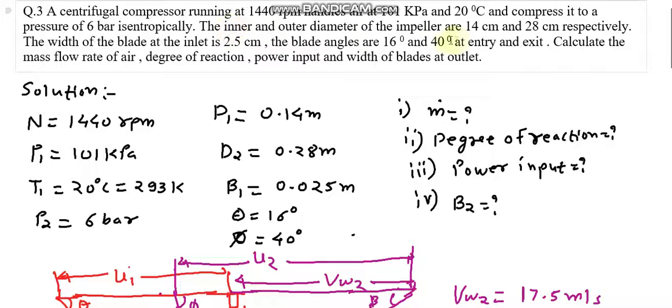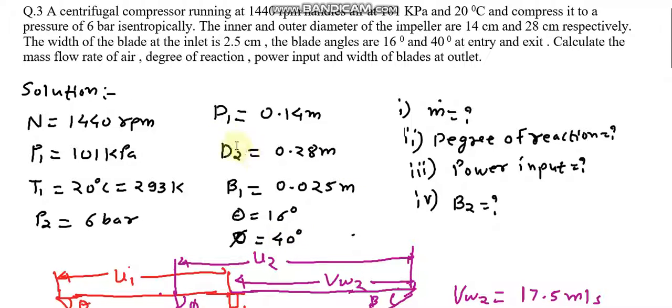The inner and outer diameters of the impeller are 14 centimeter and 28 centimeter. D1 and D2 are given as 0.14 meter and 0.28 meter, that is 14 centimeter and 28 centimeter respectively. The width of the blade at inlet means B1, and B1 is given as 0.025 meter. The blade angles, theta and phi, are 16 degree and 40 degree. Theta is 16 degree and phi is 40 degree.